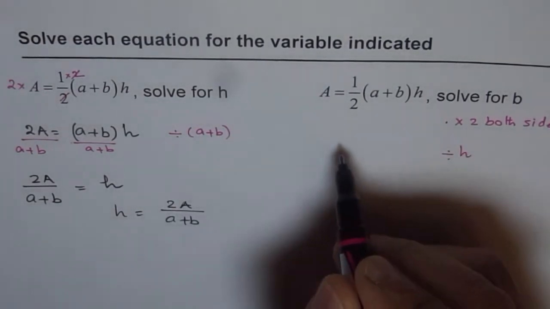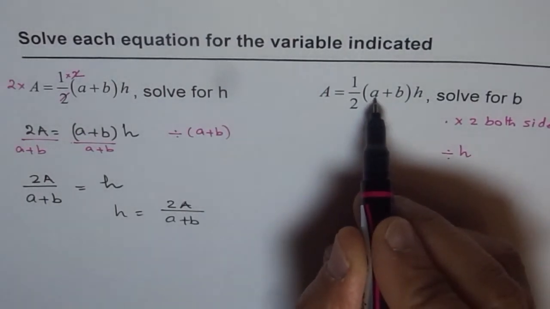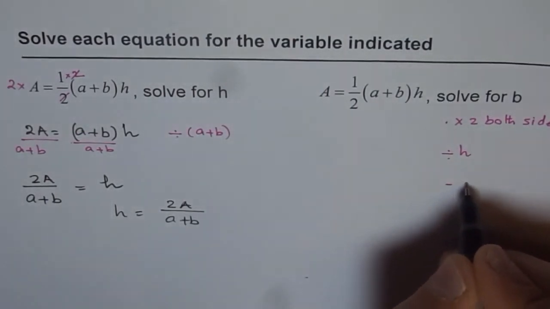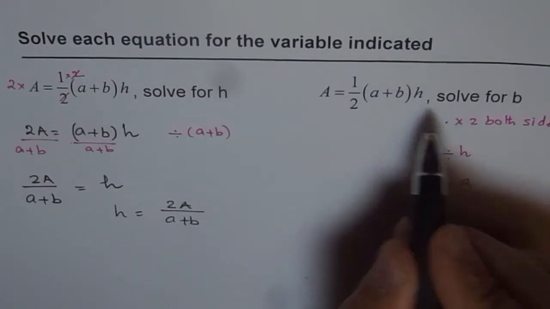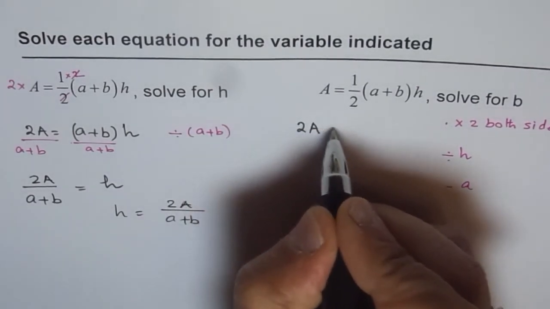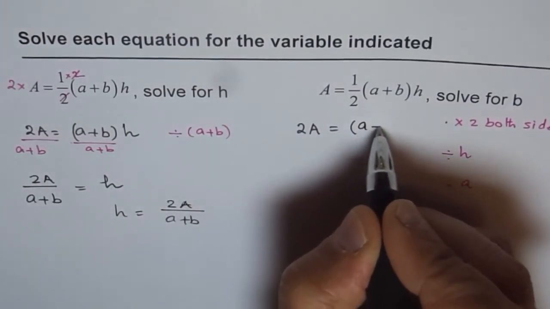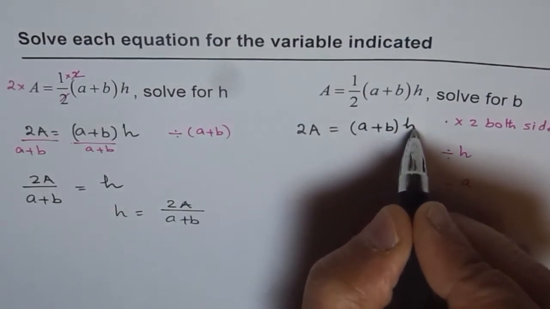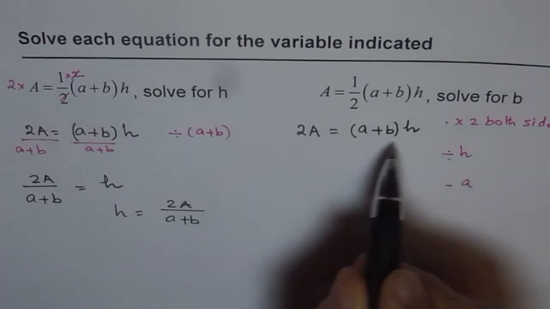And once you divide by h, you are left with a plus b here, and you need only b, so you should take away a. So these are the 3 steps involved. Now let's do them one by one. When we times by 2 on both the sides, we get 2 times a on the left side, and on the right side 2 gets cancelled, so we are left with a plus b times h. Next step is to divide by h on both the sides.